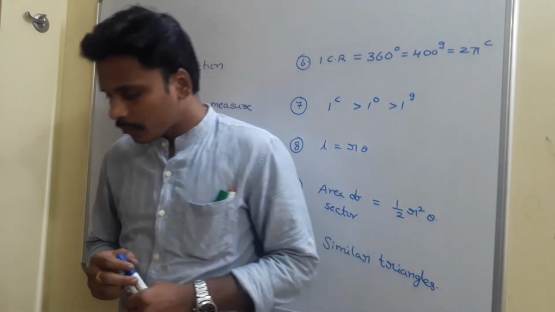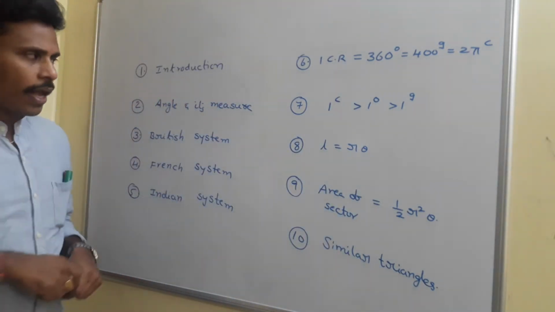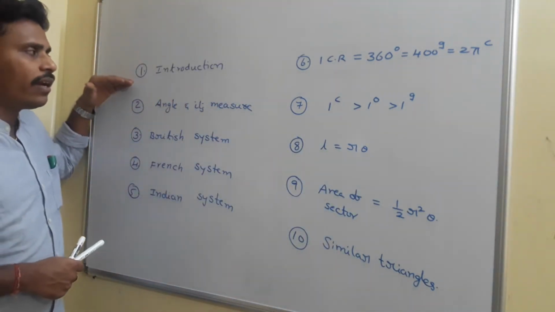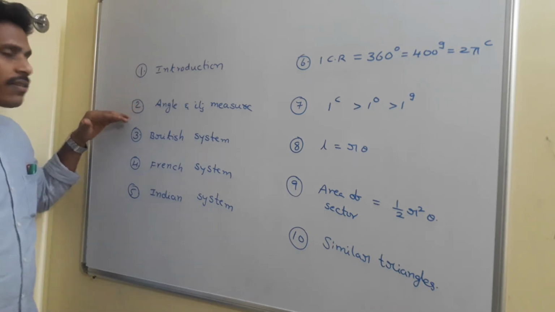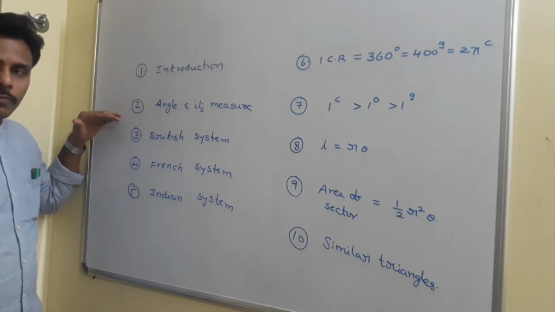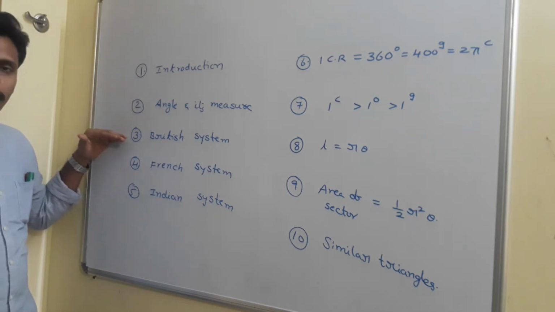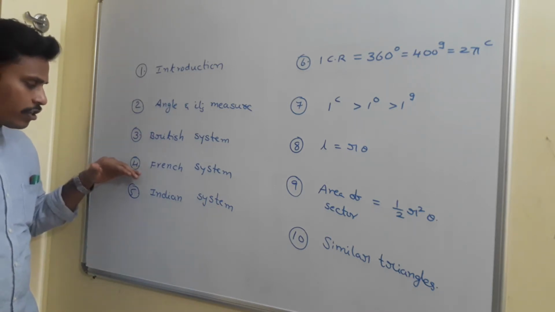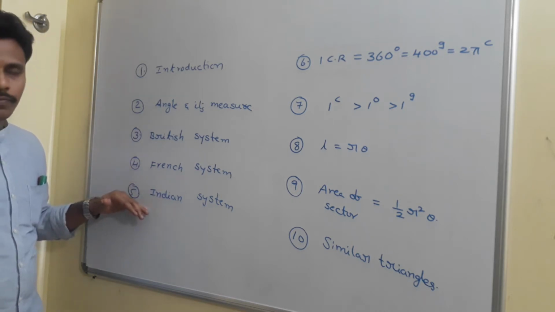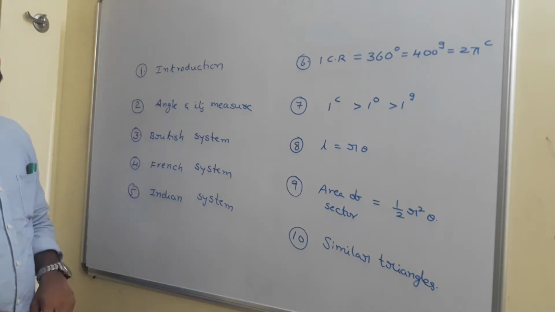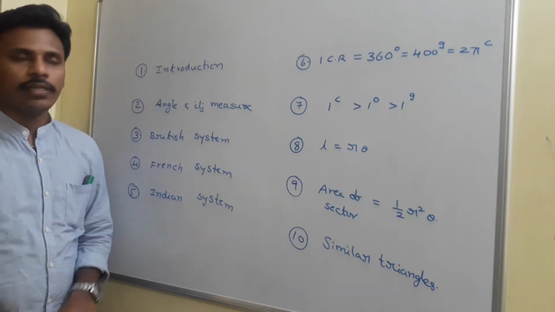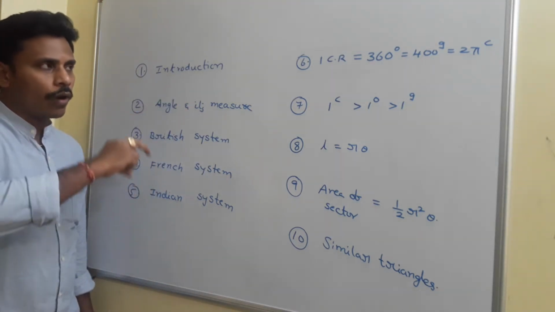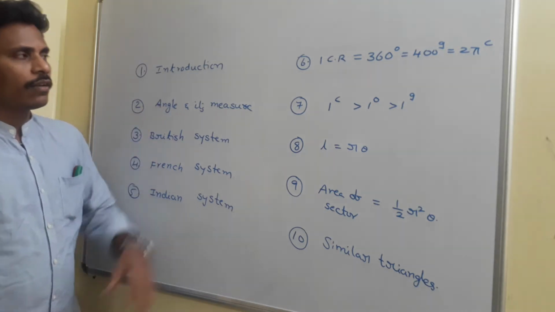In trigonometry, as a first point, we discussed the introduction, and as a second point, the definition of angle and its measure. The third point is the British system, the fourth is the French system, the fifth is the Indian system, and the sixth is the relation between degree measure, grade measure, as well as radian measure, and the way of conversion from one measure to the other, which we discussed in the sixth point.